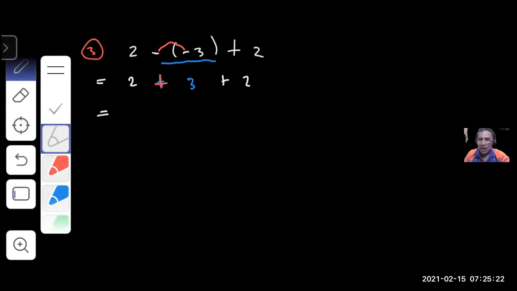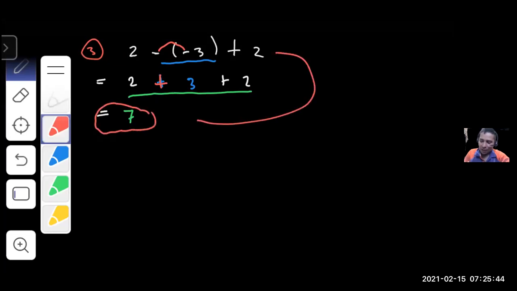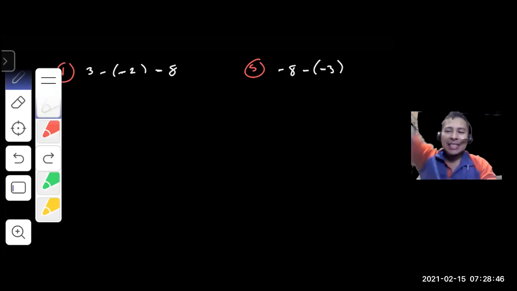2 plus 3 plus 2. Multiplication, no. Division, no. Addition or subtraction, yeah. All of this. Okay, all of this, 2 plus 3 plus 2. 5. What is the answer? 7. Positive 7, right? Because all of them are positive. Okay, all of that is equal to positive 7. And we have already solved it for this part. Okay, this is what we got. 3 minus 2 inside of parentheses minus 8.